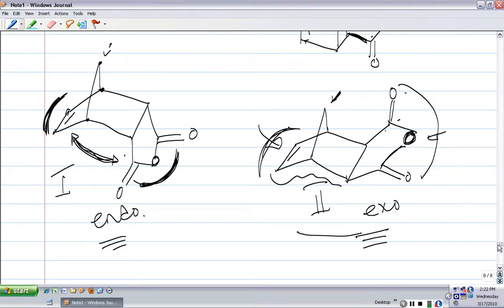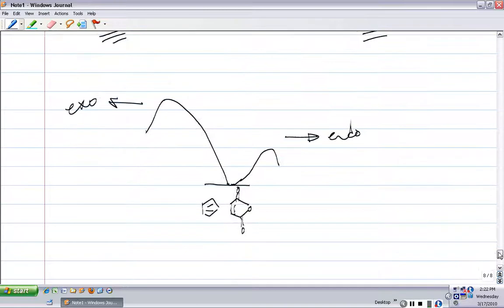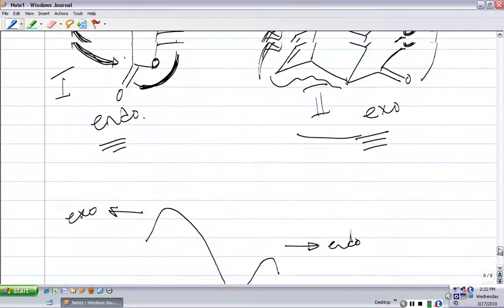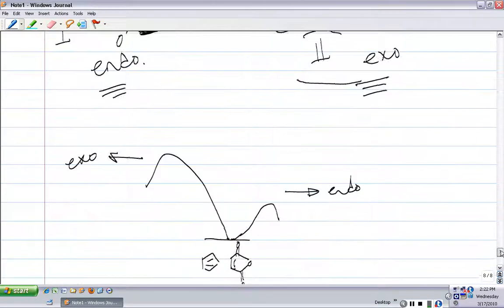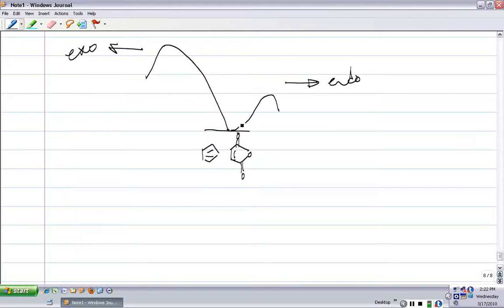Which means when I form my endo compound, I grant you I will form it quickly, but it's a relatively high energy species. The exo compound is formed more slowly, but it is a relatively stable species. Does this look familiar? Right? It's exactly the scenario we had when we looked at the reaction of dienes with HCl, the polar addition.